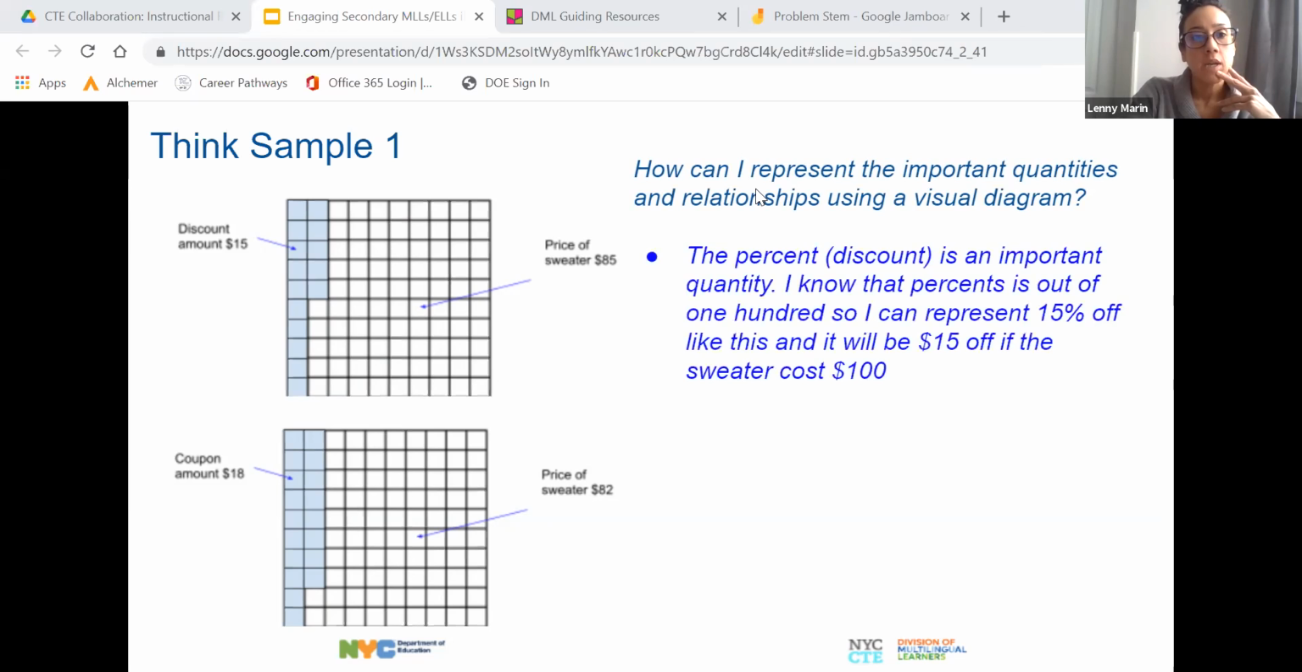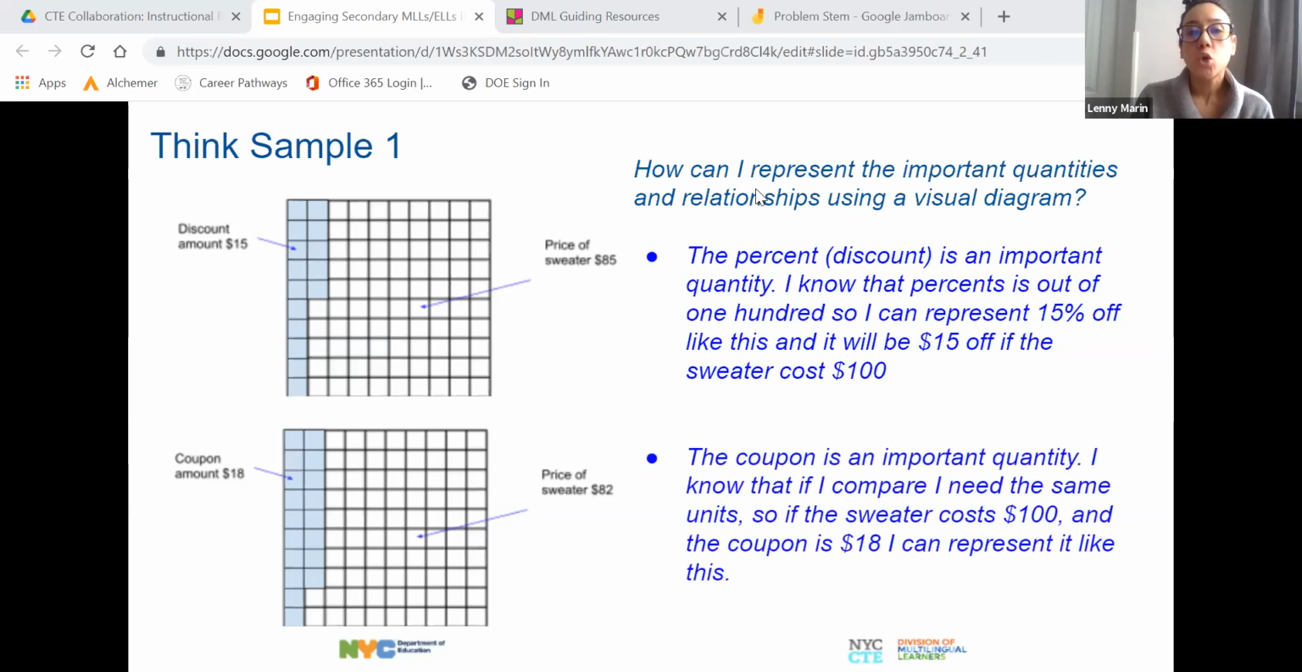And so this student realized that the percent discount was an important quantity, which we were all talking about as well. And this student recognized that percent is out of 100, so they made blocks to represent that. And then they said that the coupon is also an important quantity. And they know that if they compare, they needed to use the same units. So that's why they ended up keeping the 100 block. So they assumed that if the sweater cost 100, this is the diagram that they would be able to produce.